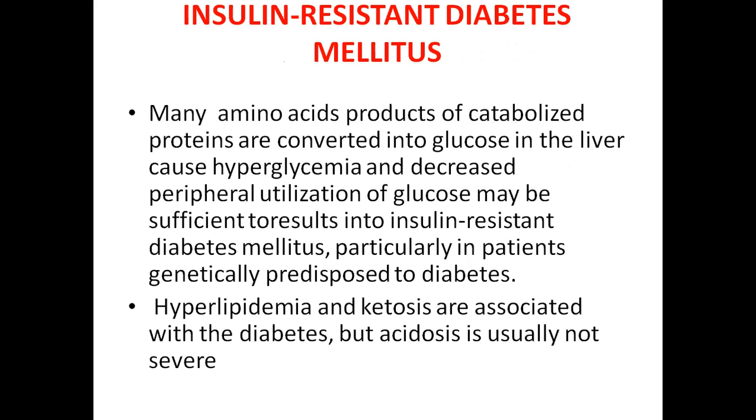Insulin-resistant diabetes mellitus. Many products of protein catabolism, particularly of amino acids catabolism, are converted into glucose in liver, and with this production there is hyperglycemia, and decreased peripheral utilization of glucose may be sufficient to result into insulin resistant diabetes mellitus, particularly in the patient who are predisposed to genetically diabetic diseases.